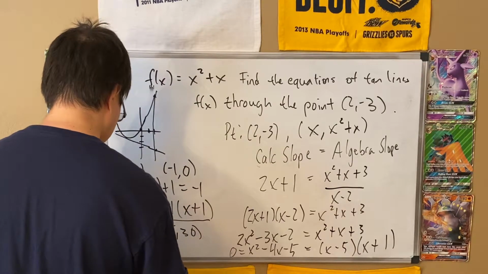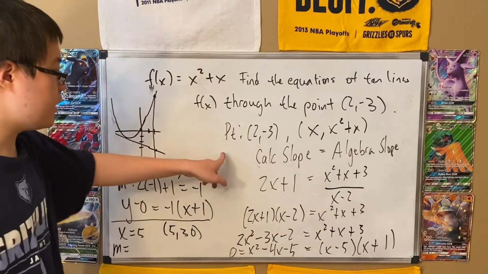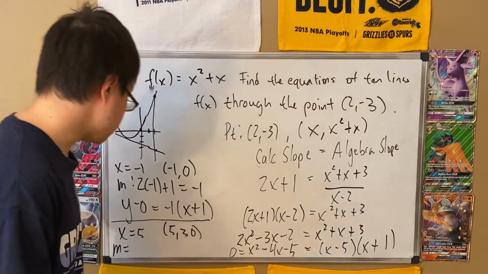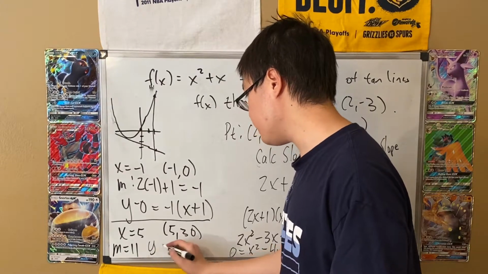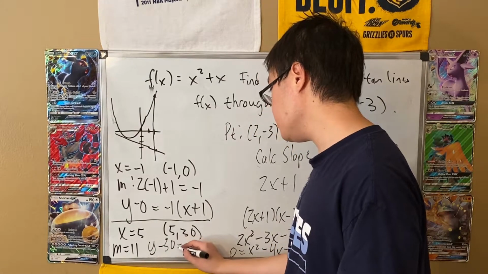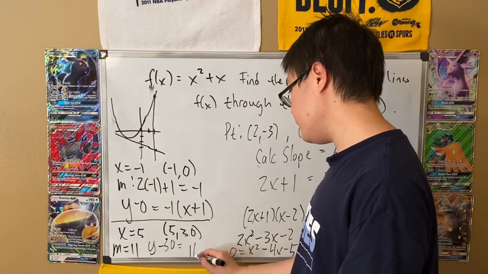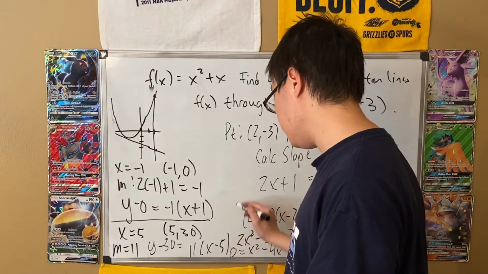Our slope is going to be plugging in 5 here. 2 times 5 plus 1, that's 11. So we're going to write our line one more time in point slope form. y minus 30 equals the slope 11 times x minus the x coordinate, which is 5.